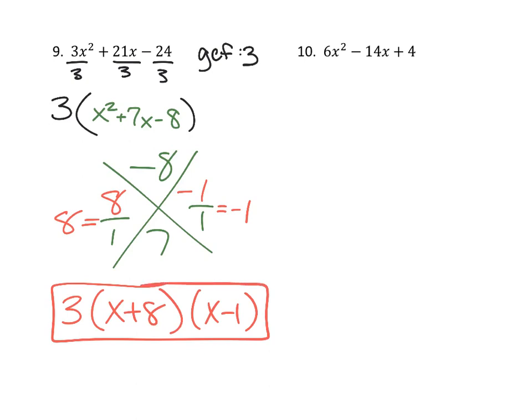Oh, so good question here. What if I wrote it like this? 3 times x minus 1, x plus 8. Is that the same thing? Yes. The order does not matter for multiplication. 3 times 5 and 5 times 3 are the same thing. So if I multiply these in a different order, it's the same thing.